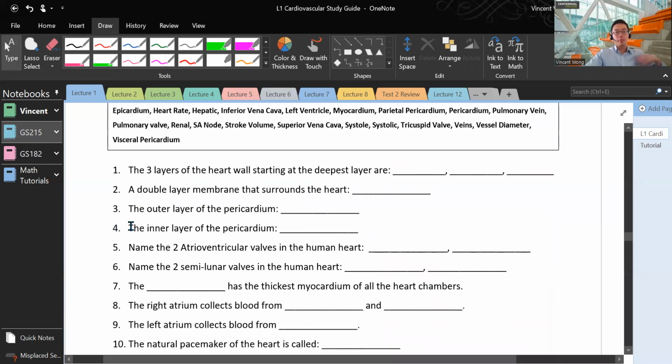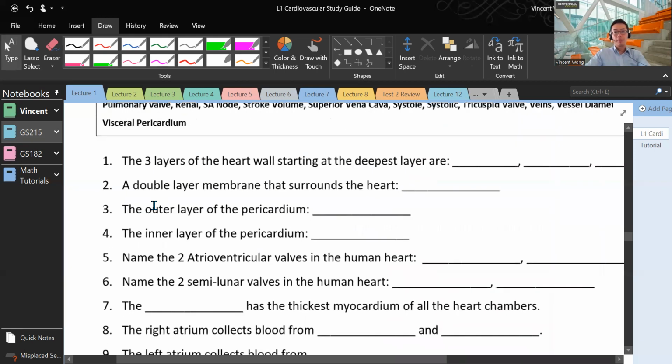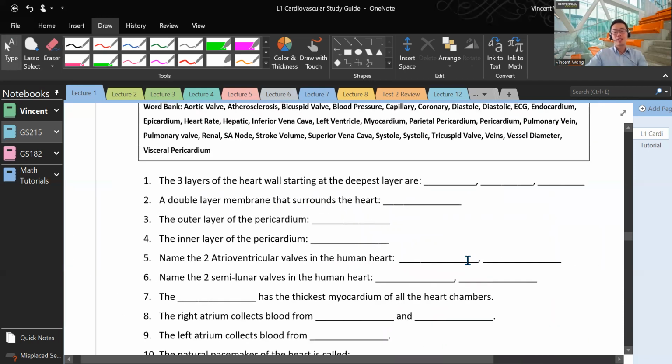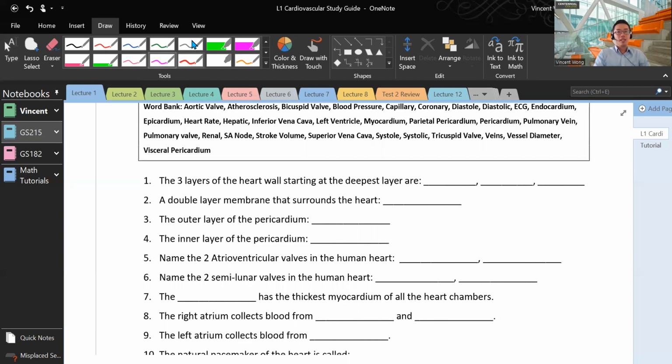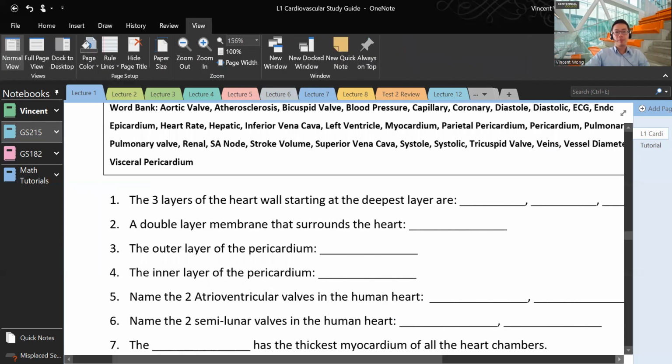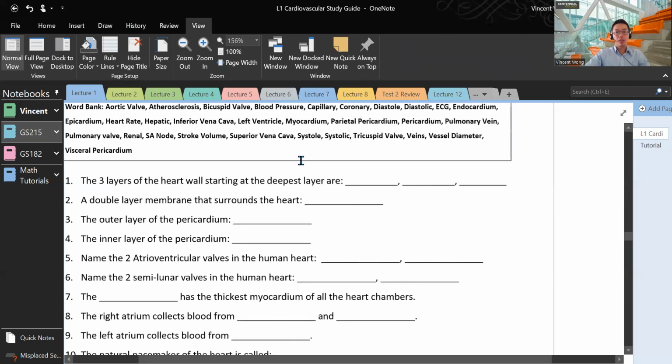Let's do the fill in the blanks. Probably the most mundane part of the tutorial, but nevertheless, it's important, right? You should create cue cards for these things on your own, to learn all the terms. There's so many terms to remember, especially if English is not the first language, then it's really hard to memorize all these terms, right?